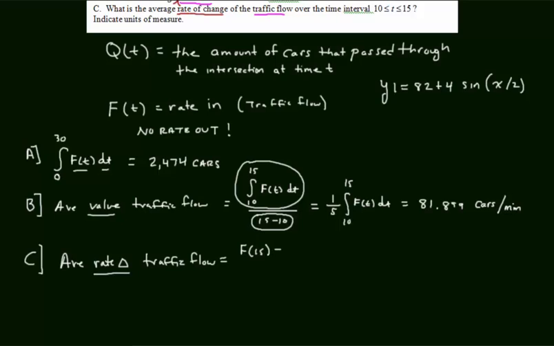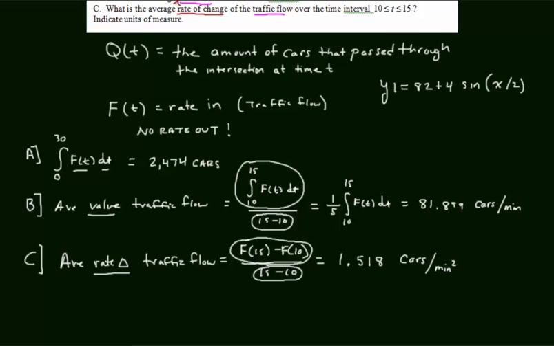f of 15 minus f of 10 all over 15 minus 10. That answer will come out to be 1.518, and the unit will be cars per minute squared. The numerator, which represents traffic flow, is in cars per minute, and then we're dividing by minutes, so it's cars per minute squared.